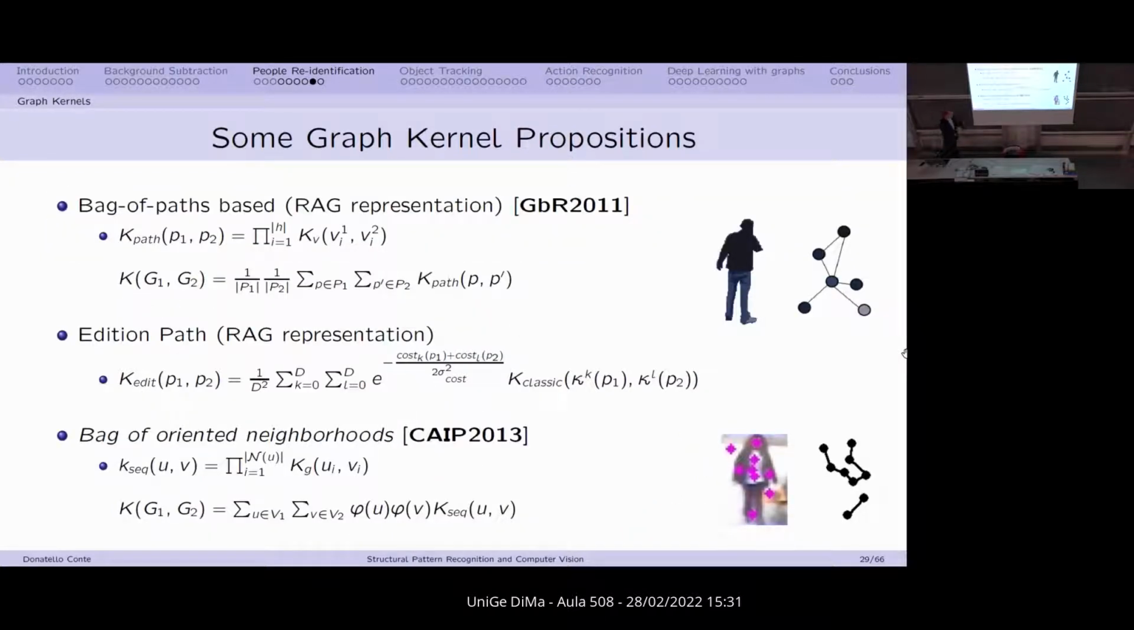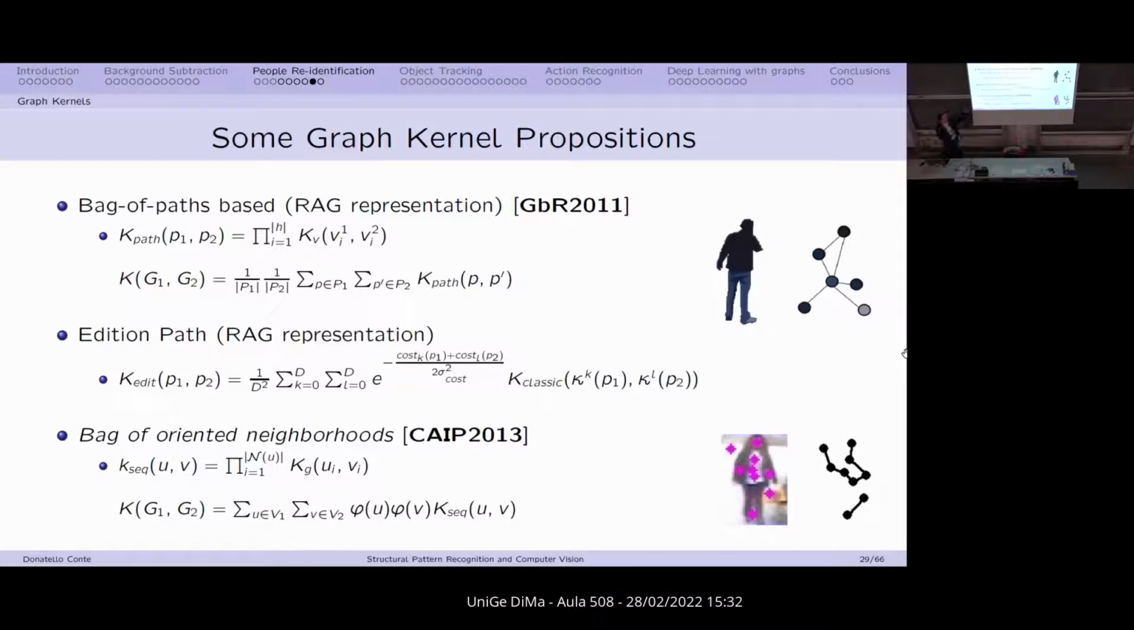And we use this in the re-identification problem, because we represent the object, people in this case, with graphs. I want to show you a part of the details, but the idea is that we can have different representations of the data. For example, given a person, we can use region adjacency graphs to represent it. We segment the image, so we have regions, the regions are the nodes, and the links are the adjacency between regions. But we could also use key points of the image, where the key points are the nodes and the distances are the edges.